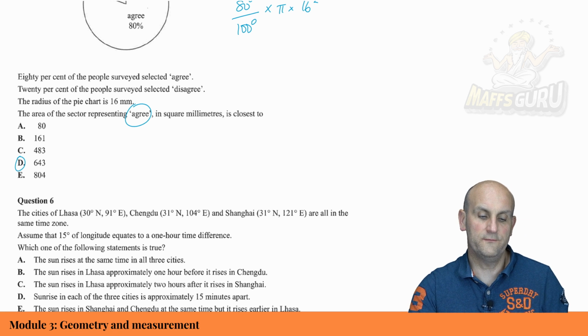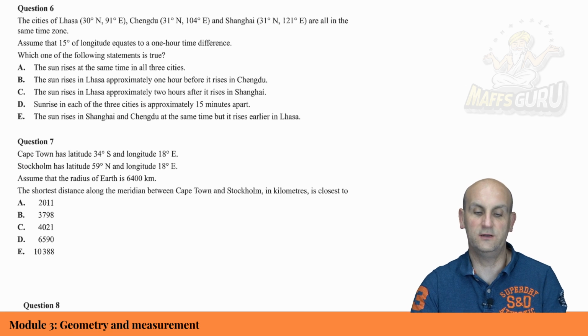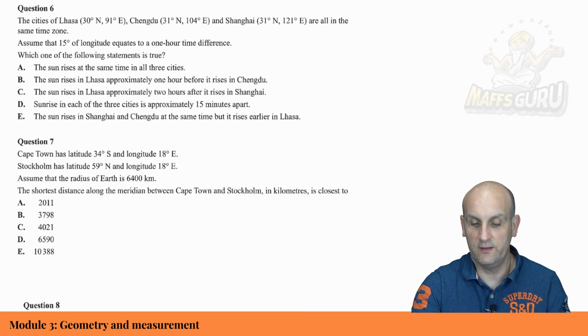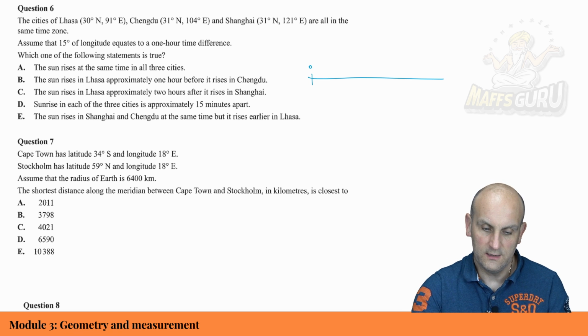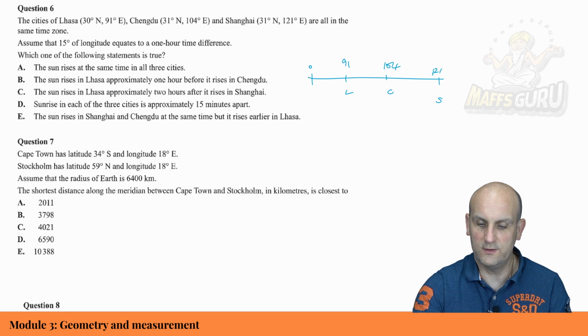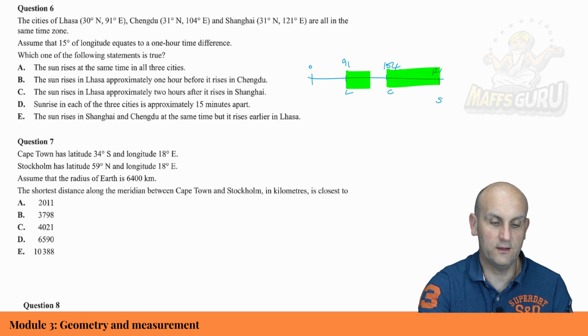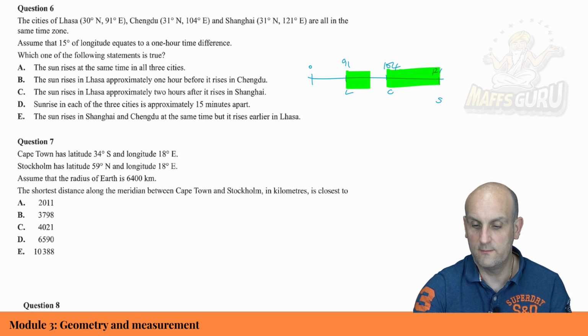The cities of Lhasa, Chengdu and Shanghai are all in the same time zone. Now again, what I did here was I always do this 0, and I've got Shanghai at 121, Chengdu at 104, and Lhasa at 91. Now, again, it's no real coincidence. There's roughly 15 degrees between each of those, and so I now know that there is a 1 hour time difference between each of those.